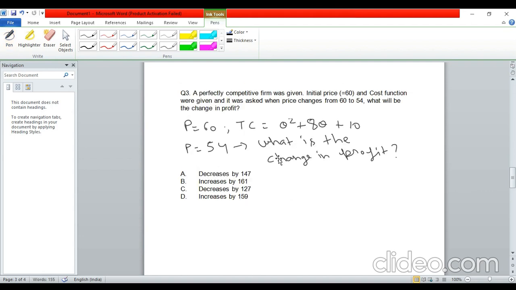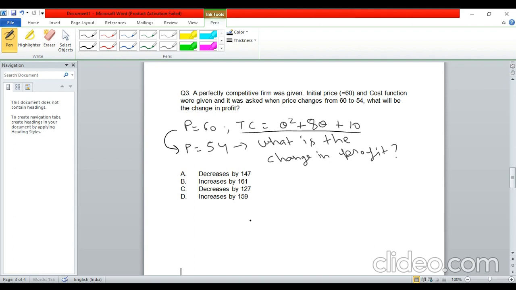Okay guys, so the third question now. Here, a perfectly competitive firm was given, and it was written that the initial price is 60, and the cost function was also given of this firm. So the quadratic cost function was given, and then it was mentioned that if the price changes from 60 to 54, then what will be the change in profit? So this was asked. I think this is also a fairly simple question. It was just that the calculation was a little bit tedious.